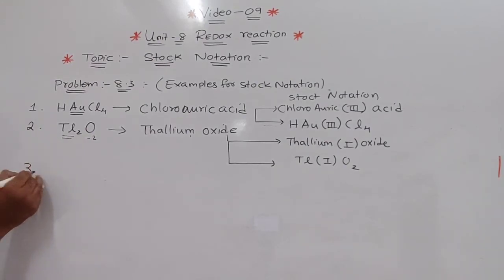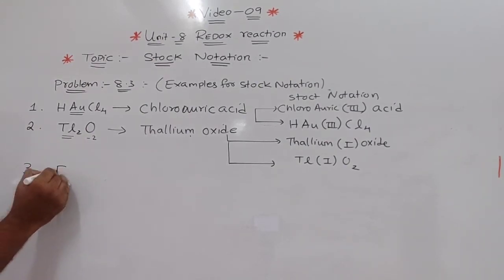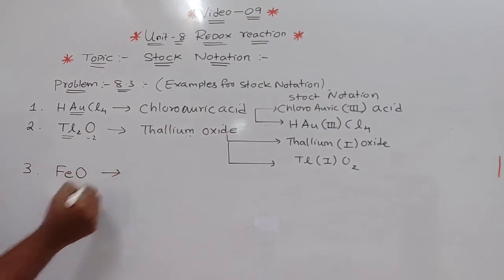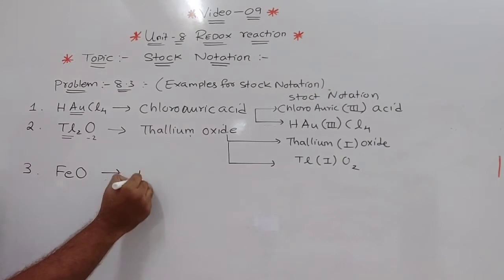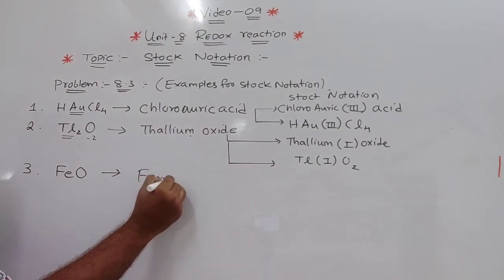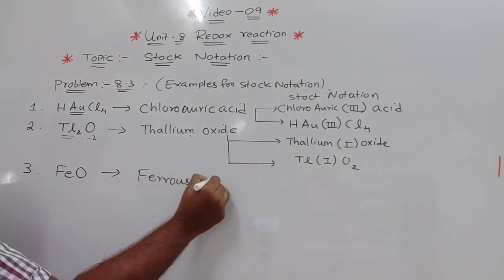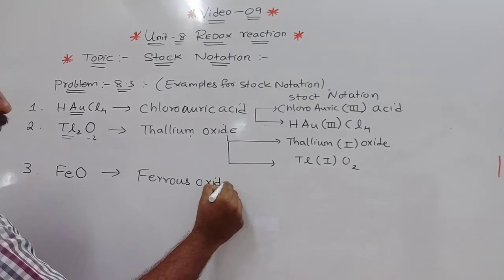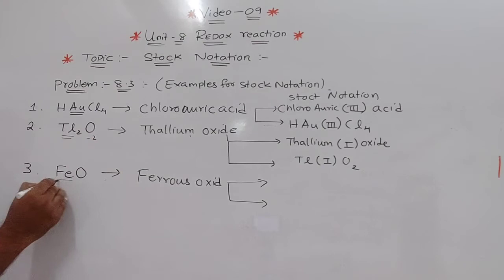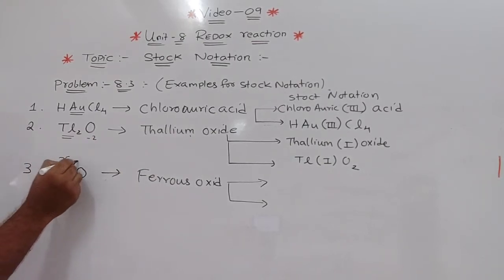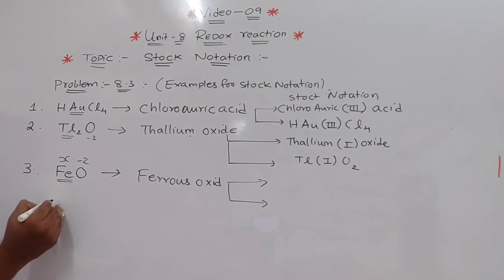Third example is of FeO. That is ferrous oxide, FeO. Ferrous oxide is the name. Okay, so for that, the stock notation also we will see. First we have to find the oxidation number of the metal. So here x I will take and here minus 2. So what will it be?